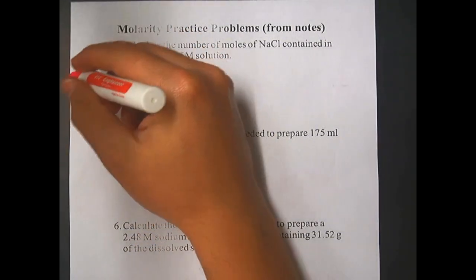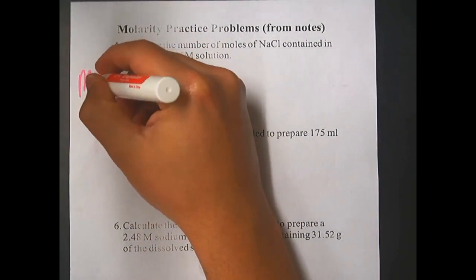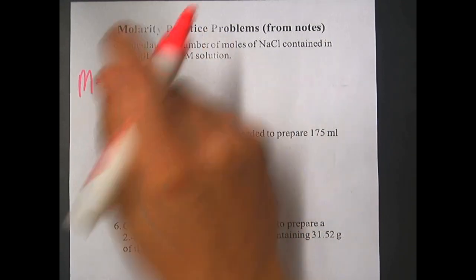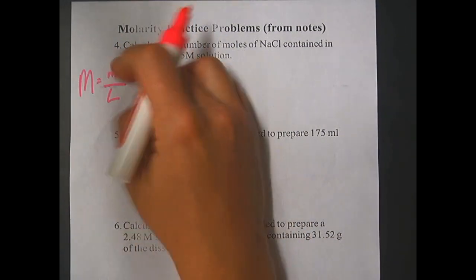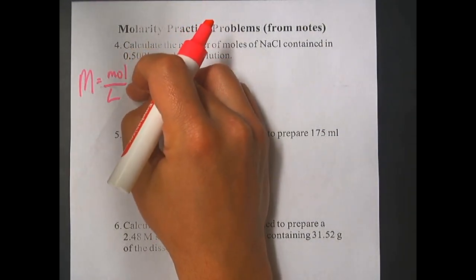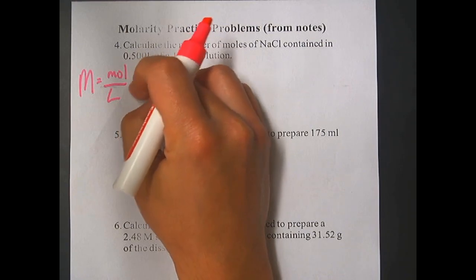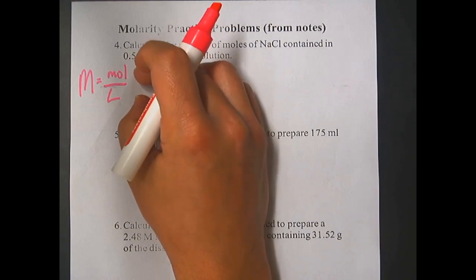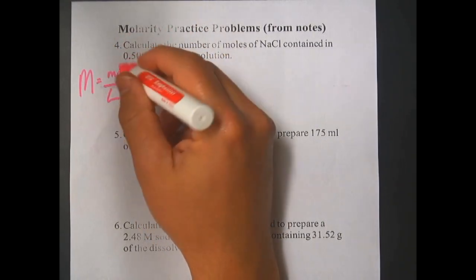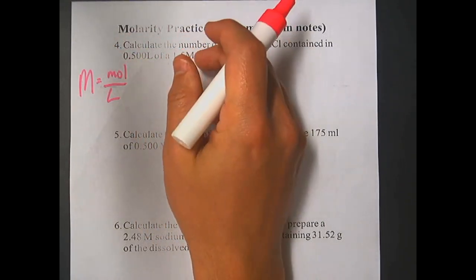Remember, molarity, again, is moles per liter, right? Moles per liter. One unit per another unit. This is written like a fraction, right? But in this class, what have we called this? This is called something. Starts with an R.